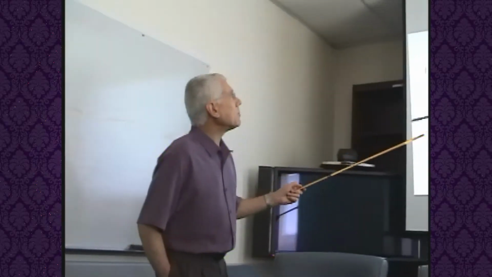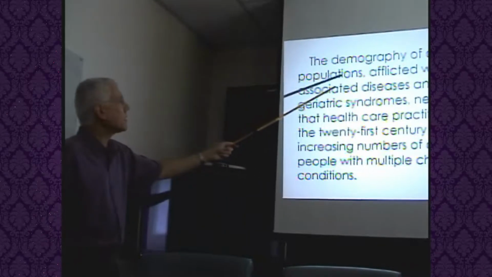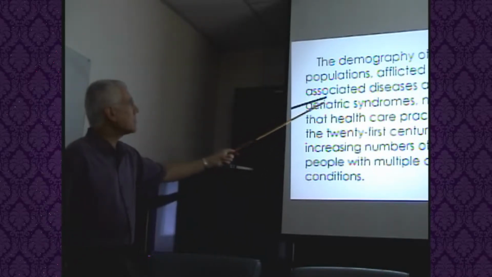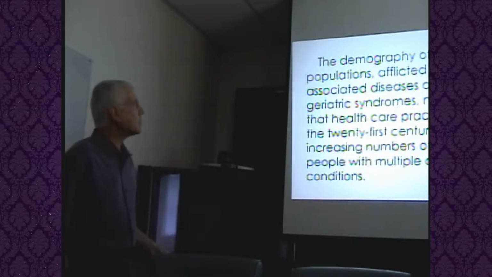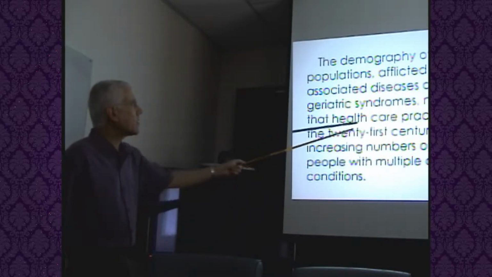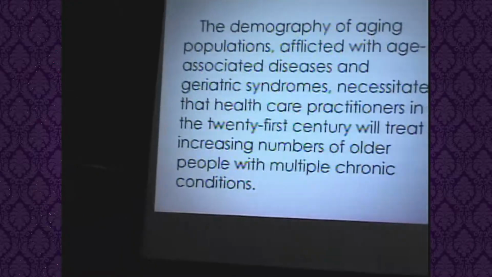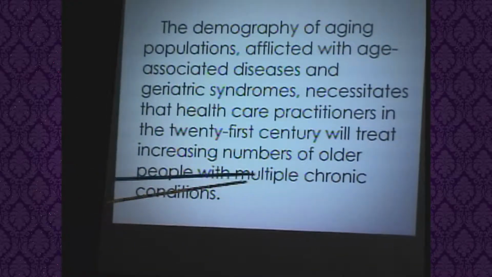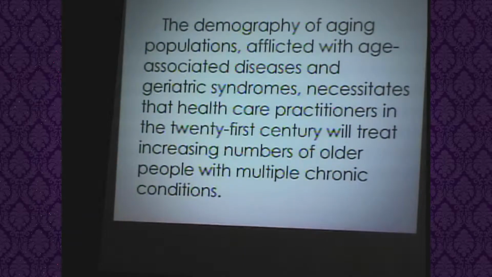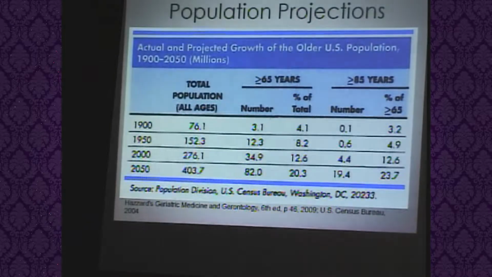So in terms of the demography of aging populations afflicted with age-associated diseases and geriatric syndromes, this necessitates that healthcare practitioners in the 21st century will treat increasing numbers of older people with multiple chronic conditions. That's probably what you already know.